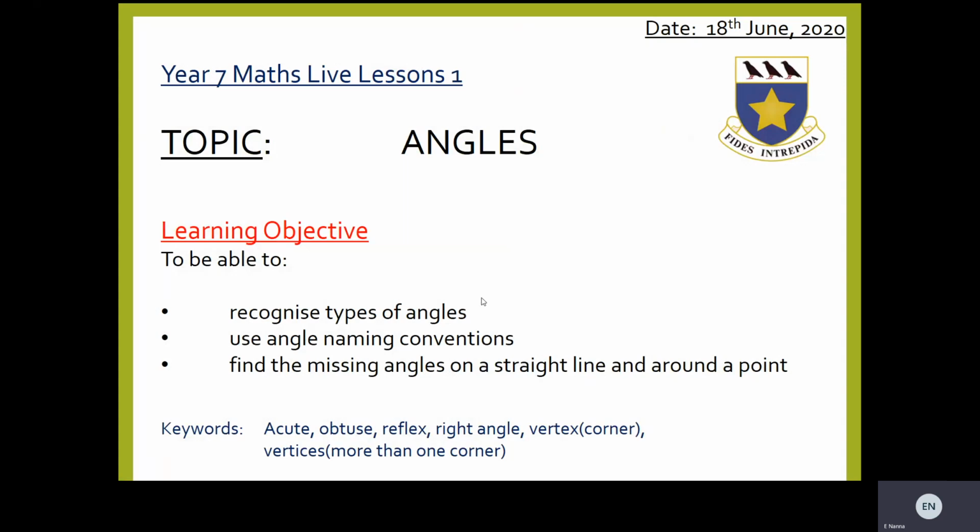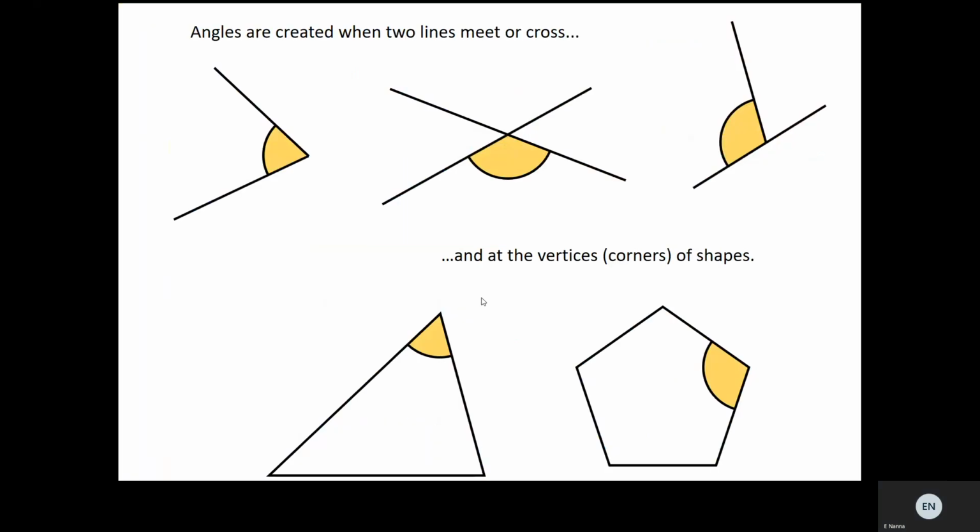A vertex means a corner. Vertices, more than one corner. Right, let's go. How do we make angles? Or what are angles? So angles are created when 2 lines actually meet or they cross. So can you see the examples on your screen? So we have made different angles by just 2 lines meeting or crossing.